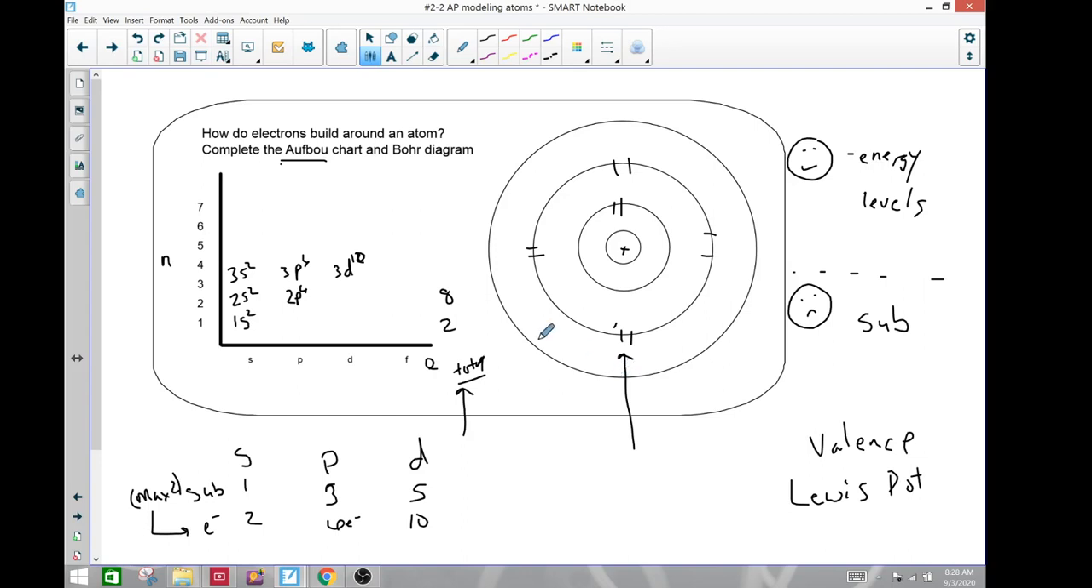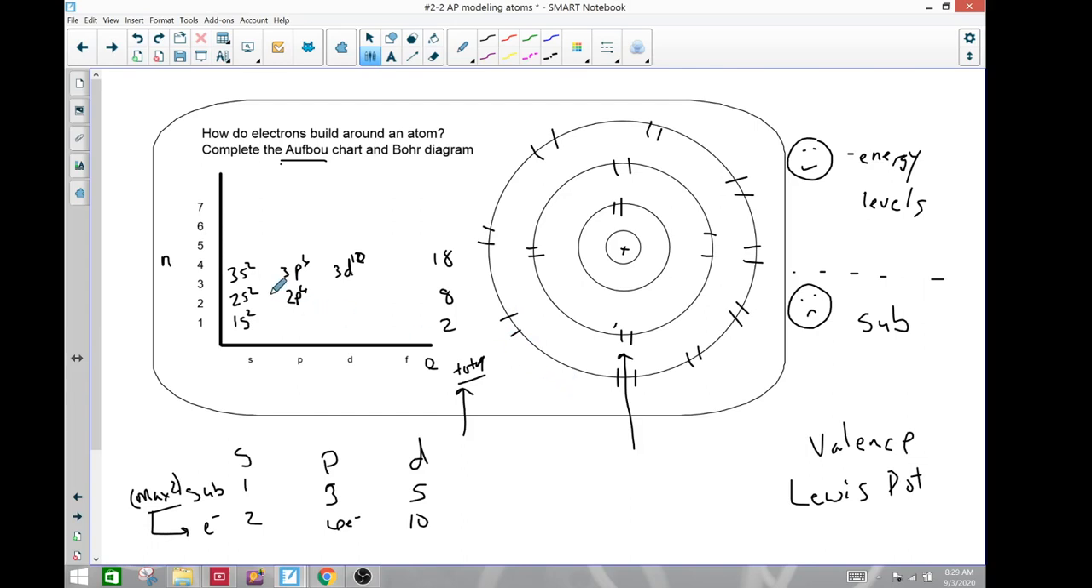So where do I put them on here? That's 18 total electrons. So 1, 2, 3, 4, 5, 6, 7, 8, 9, 10, 11, 12, 13, 14, 15, 16, 17, 18. Notice I'm adding them in twos because those are my suborbitals right there. But again, what do we have here?